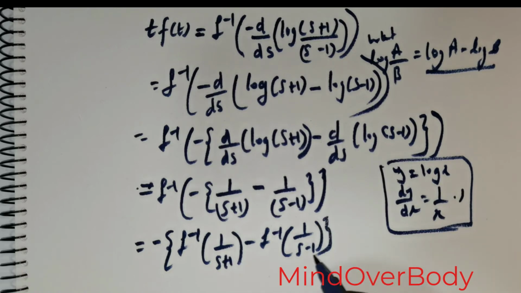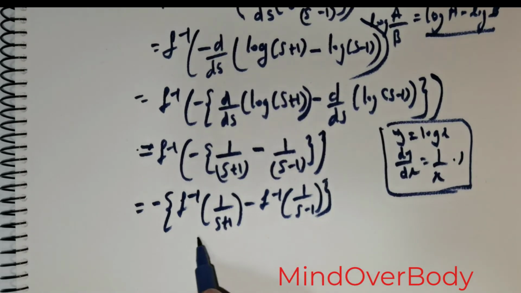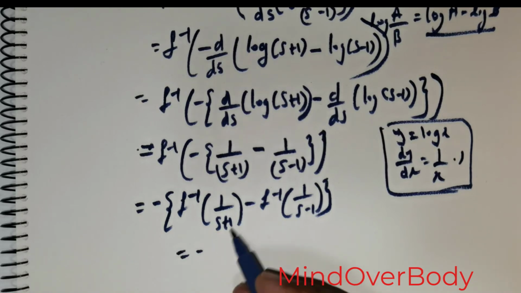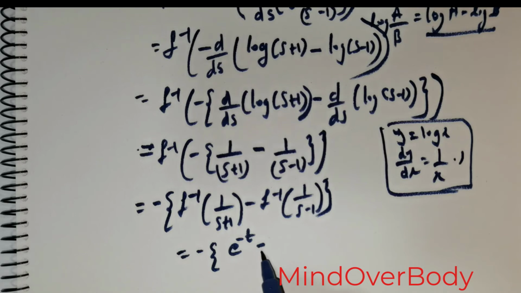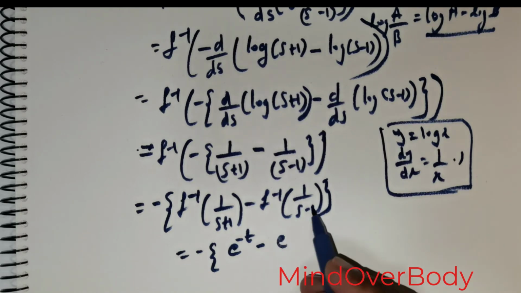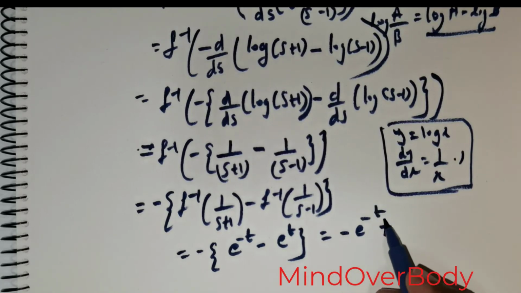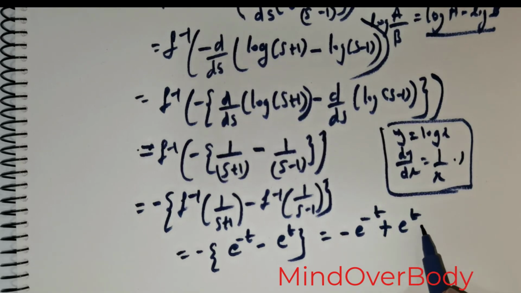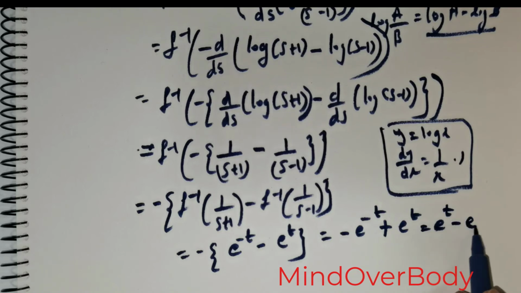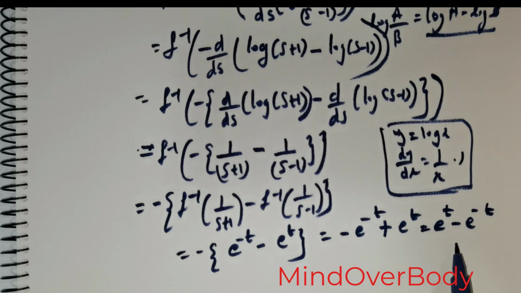Right, this is fine. Now what is this? This is actually our shifting property. So this is going to be e raised to the power of negative t. Negative, this is going to be e raised to the power of positive t. Now you will have a negative sign, so it's going to be negative e^(-t) and positive e^t. Now what I wish to do is rewrite this as e^t minus e^(-t).